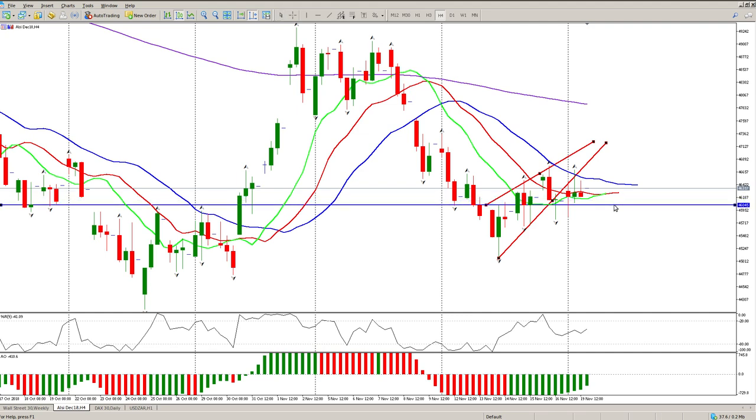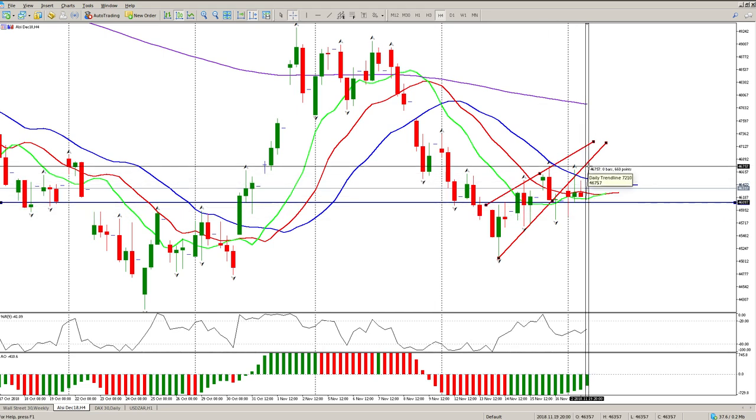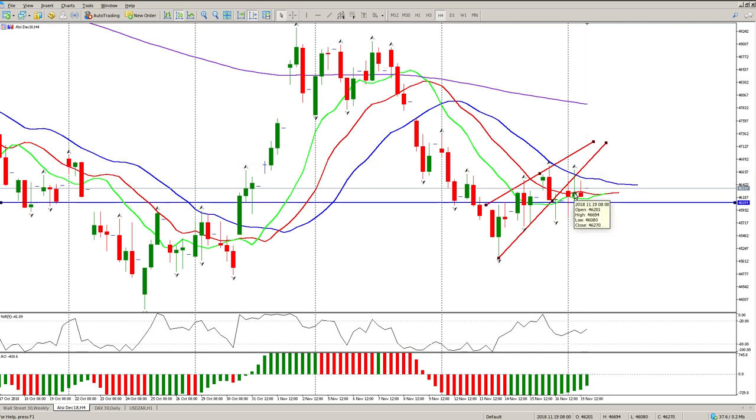You could be a little more conservative and take this break here of 46,089. The stop would be above this 4-hour fractal. That is going to be quite substantial, basically a 700 point stop loss, but we'll check the lower time frames to see that.